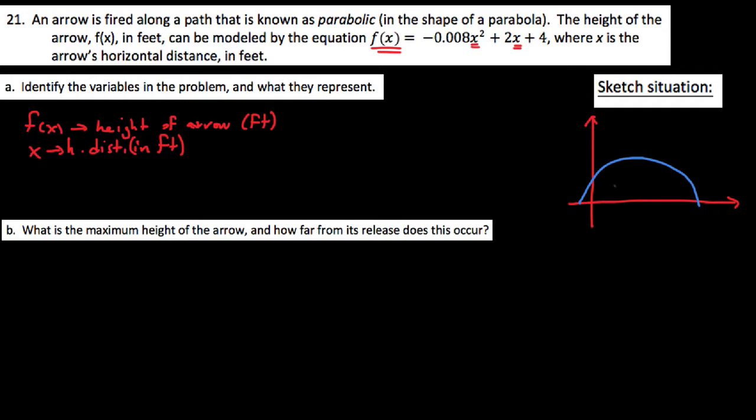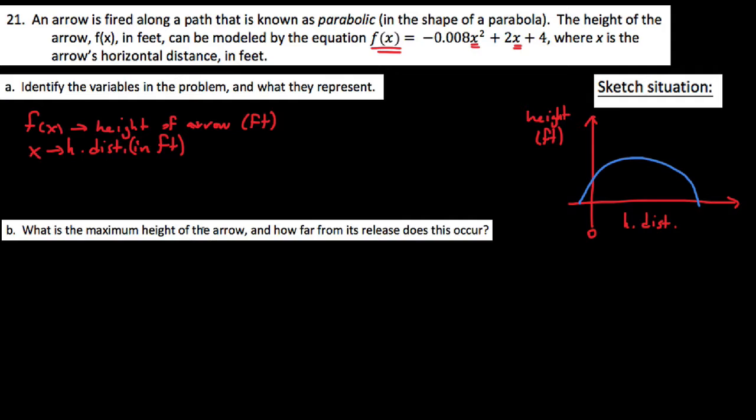It's a parabola. So here goes our arrow. On our x-axis here, we can say that this is our horizontal distance that the arrow is away from, say, the person who's shooting it at the origin here. And then we would say that the f of x axis, the y-axis, represents the height of our arrow in feet. So essentially our situation is just modeling the path of this arrow as it goes from left to right here.